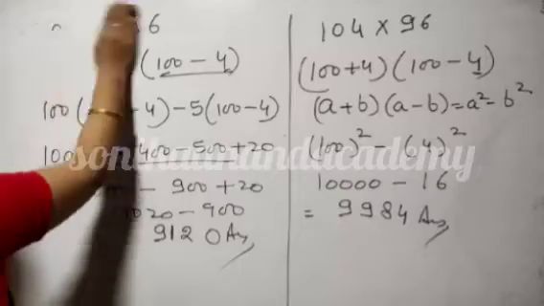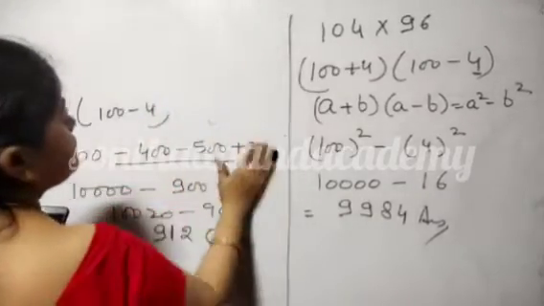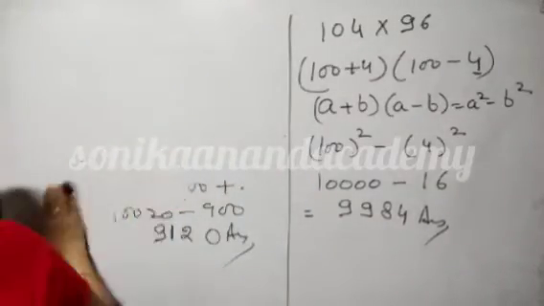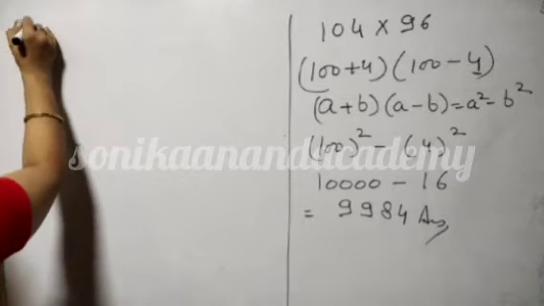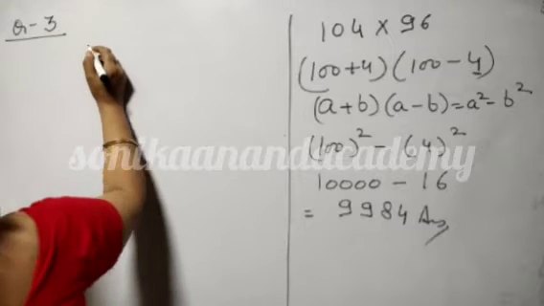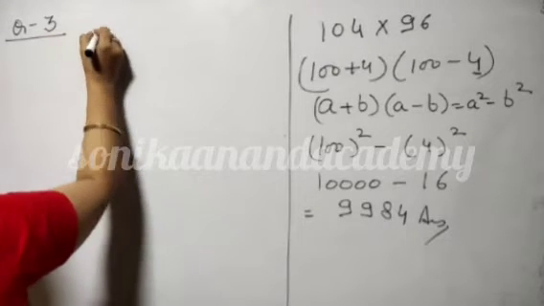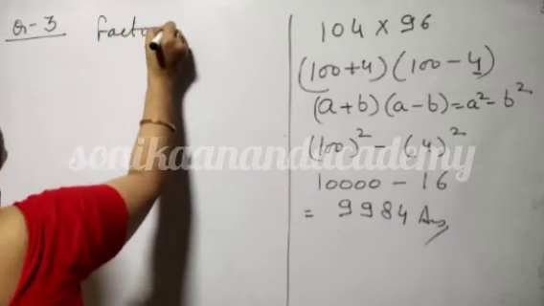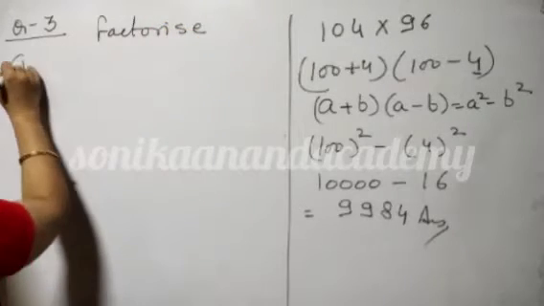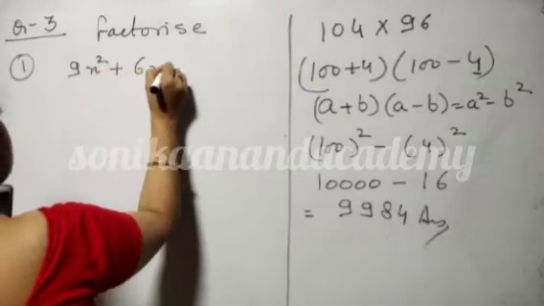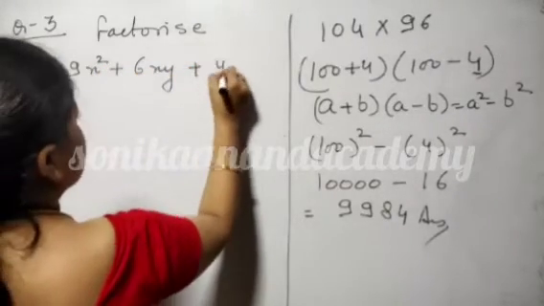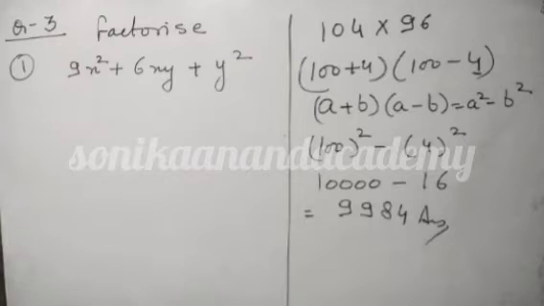Now the next question. Question number 3. Factorize. First part, 9x squared plus 6xy plus y squared. You can use the same method of factorization as I taught you earlier.